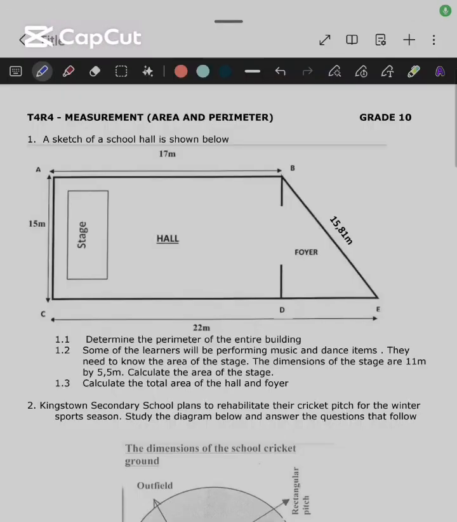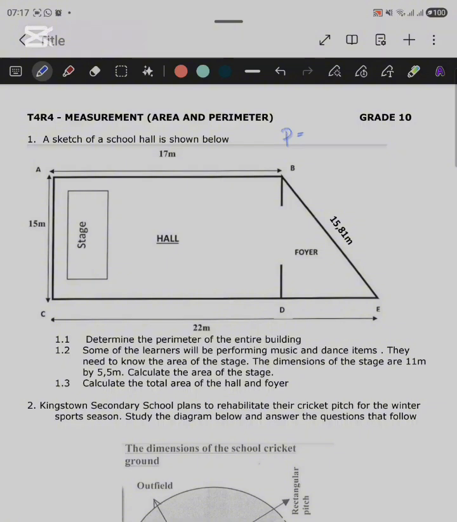Alright, so this is just working through T4R4, which is a measurement review activity. The first question here, we've got a sketch of a school hall, and they're asking us to determine the perimeter of the building. So we need to remember, when we're determining the perimeter of the building, we're just basically adding up all of our sides of the building.